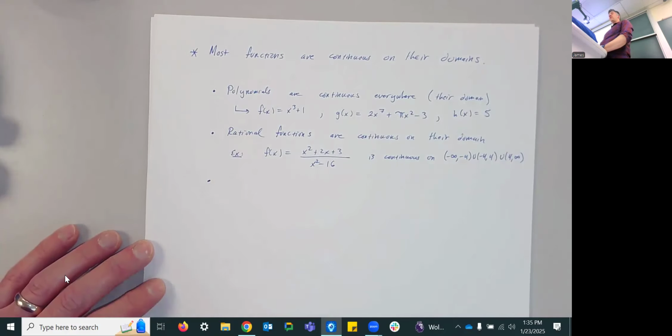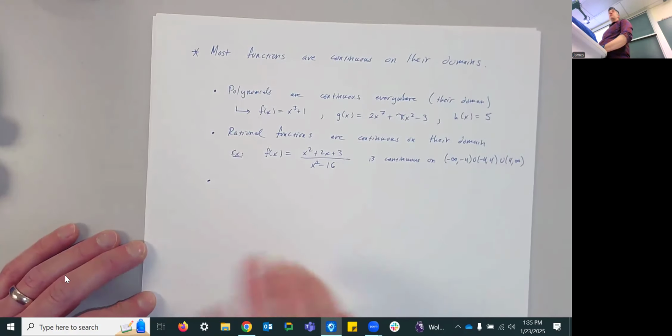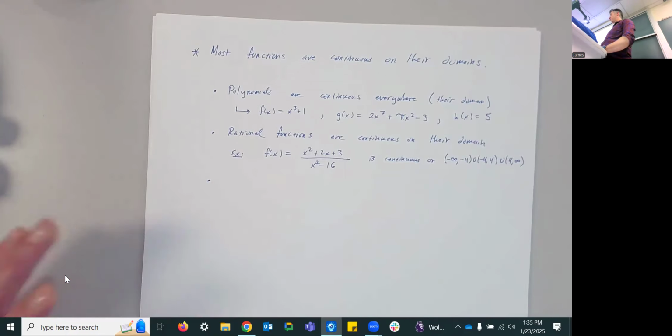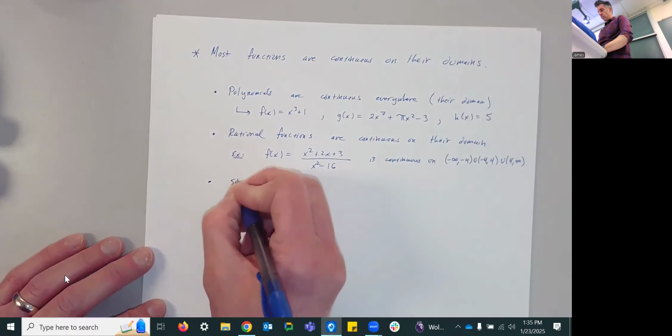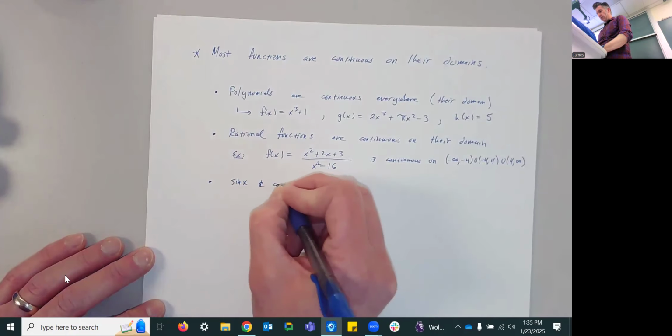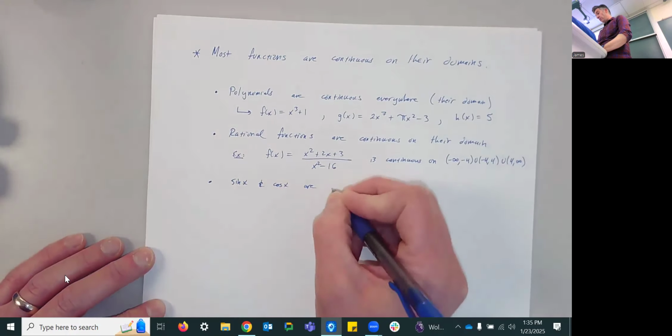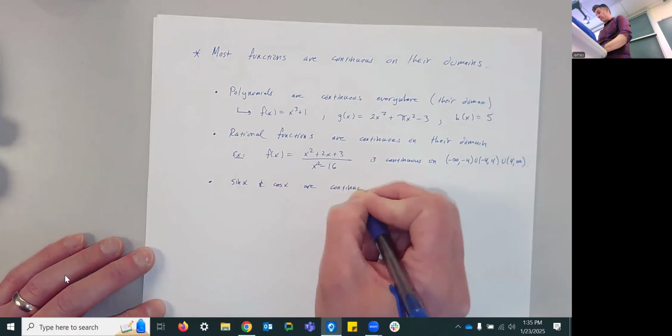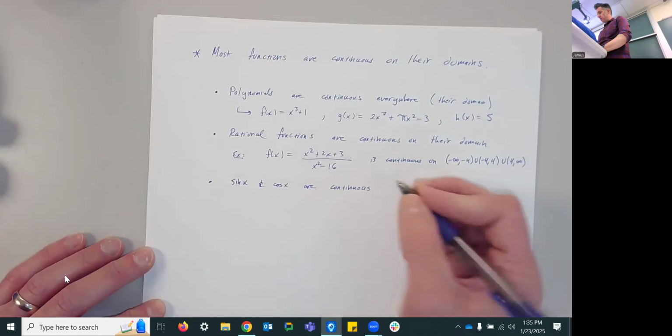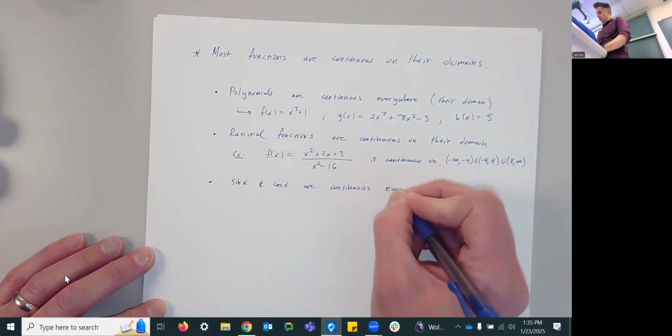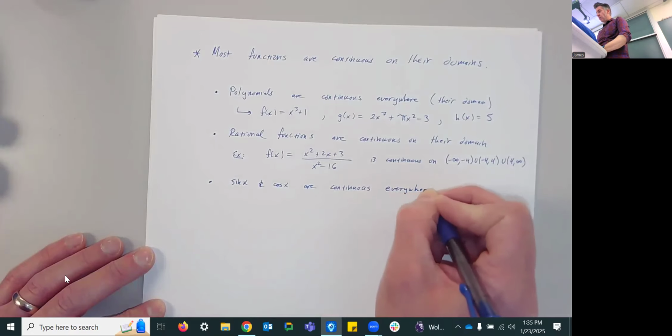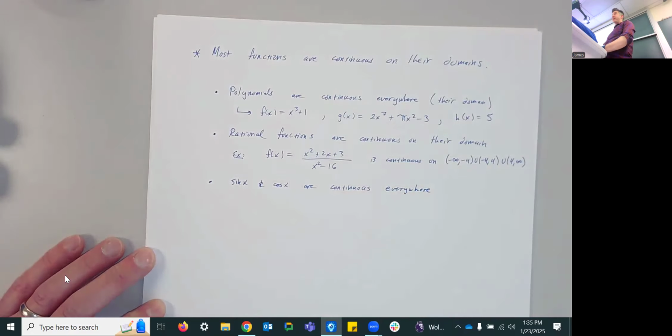Trig functions. Every trig function is continuous on its domain. So I'll separate them into two different groups. Sine and cosine are extra special. Sine of x and cosine of x are continuous on their domains, which is everywhere. Continuous, gosh, that was a word I have to spell. Everywhere. Hopefully you have a good image of what those graphs look like in your head. You can be like, oh yeah, that thing doesn't break anywhere or have a hole or do anything funky. It's just doing the sine thing or the cosine thing forever and ever and ever.